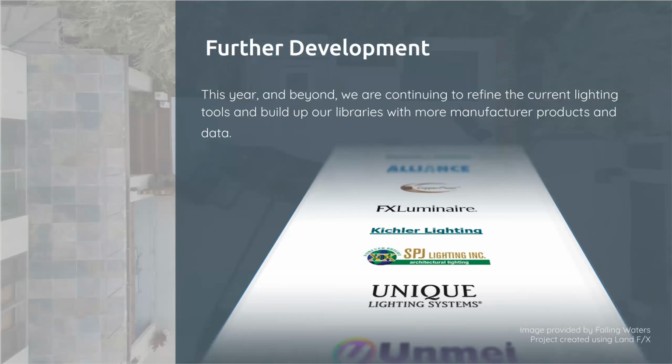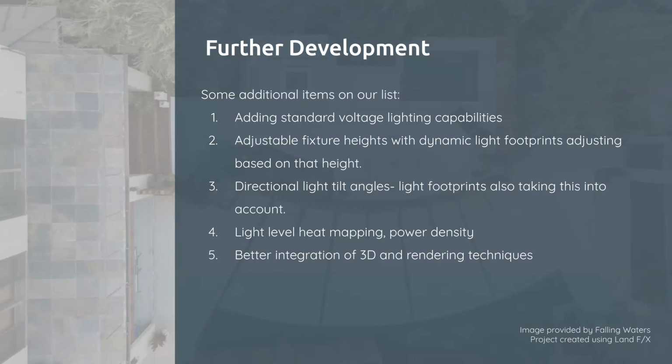So yeah, this year and beyond, we are continuing to refine the current lighting tools and build up our libraries with more manufacturer products and data. Furthermore, we are looking into adding standard voltage lighting capabilities to the system, not just low voltage. We're looking into adjustable fixture heights with dynamic light footprints that will adjust based on the height of that light fixture.